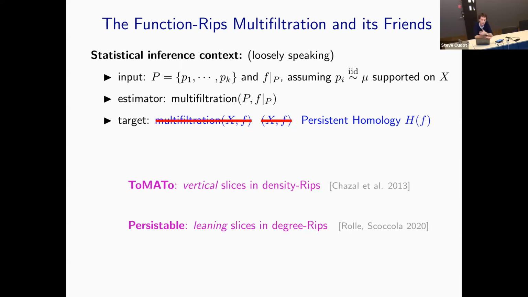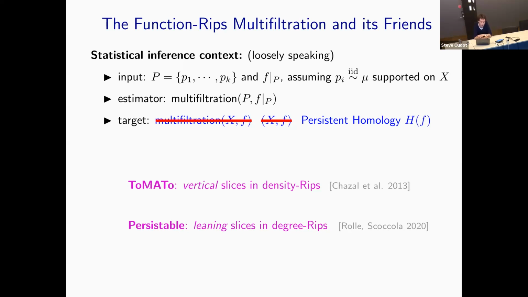So what I want to do is to be able to relate a function geometric multifiltration computed on P, a point cloud, a point sample. I want to relate this to the persistent homology of a function that is defined on the underlying space of the point cloud. So this viewpoint is not novel.